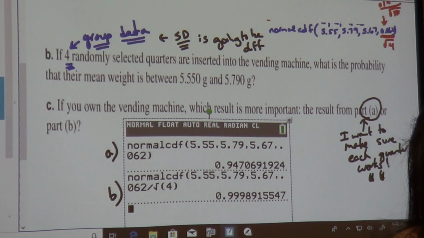So group data is the same as single data, except you've got to divide the last piece by the square root of the group. That's the only difference.